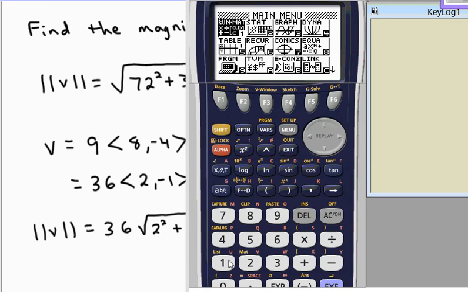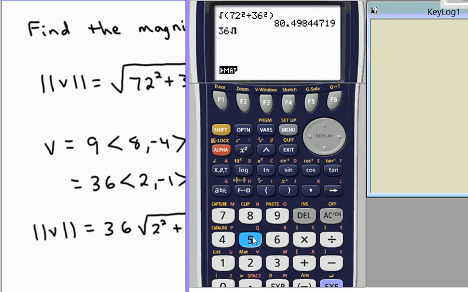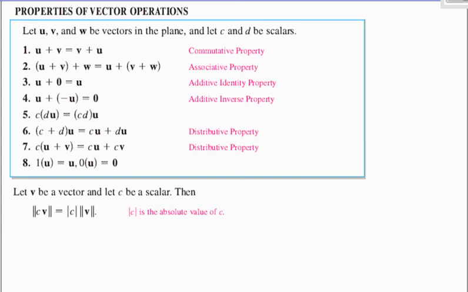All right, now just to confirm that, what if I take the square root of 72 squared plus 36 squared. And we get this decimal. Let's compare that to 36 times the square root of 5. Same. You guys, look at that. This would have been a big number and a lot of simplifying to get down to this. So it's really nice to know this property right here.